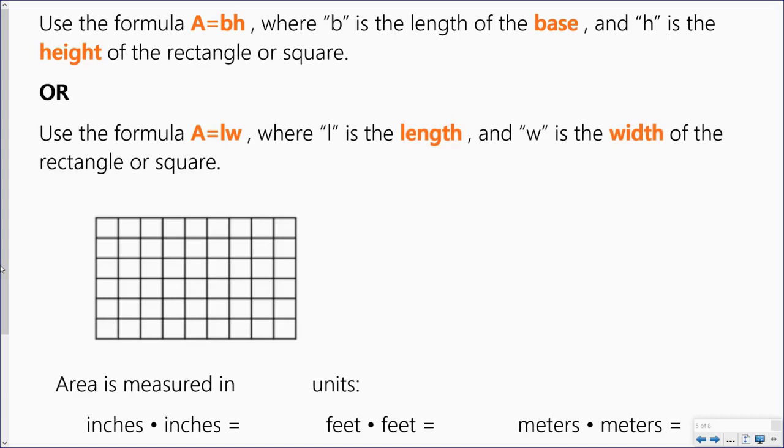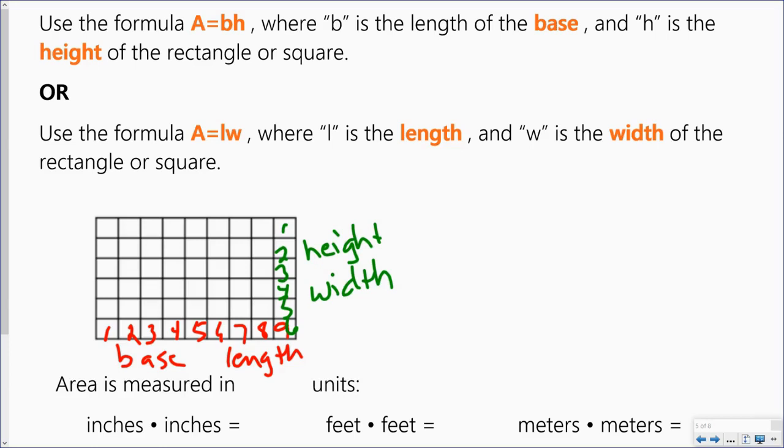So if I have my rectangle here, I notice I have 1, 2, 3, 4, 5, 6, 7, 8, 9 squares here. So this is my base or my length. And then if I count the height or the width, I have 1, 2, 3, 4, 5, 6 squares for my height or my width.